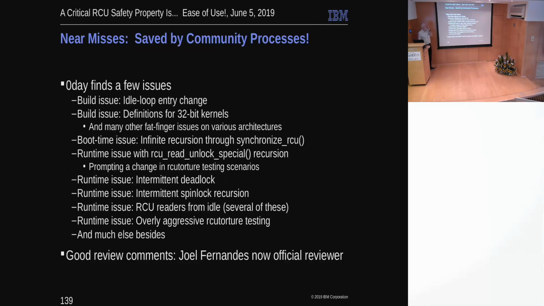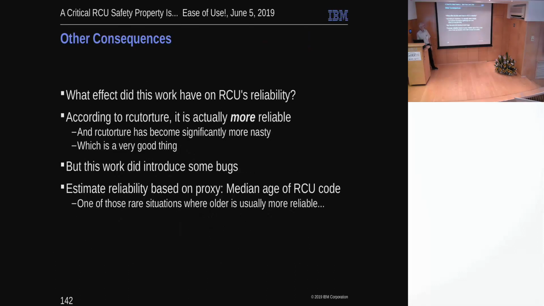Of course, we're saved by community process, zero-day test robot. Intel runs that. It's really helpful, and they found a bunch of problems that I fixed. Joel Fernandez did a bunch of review, which was helpful. So the question here is, what effect does this have on RCU's reliability? Obviously, we had bugs. RCU Torture says it's more reliable. But, and I made RCU Torture nastier, but, you know, who knows, right? It did introduce some bugs.